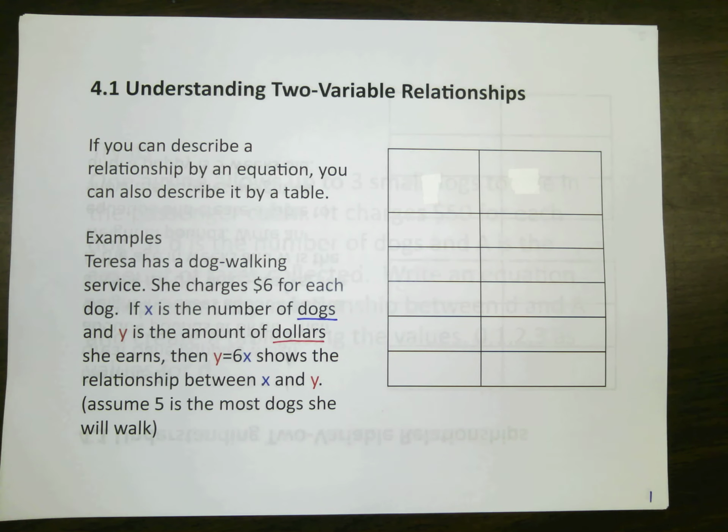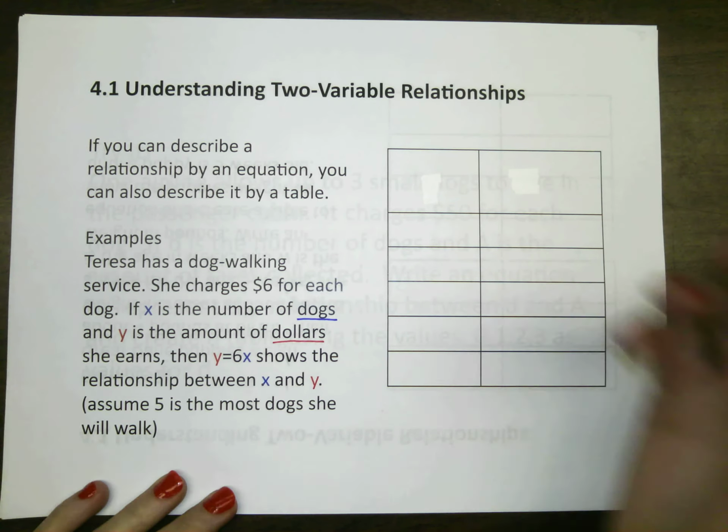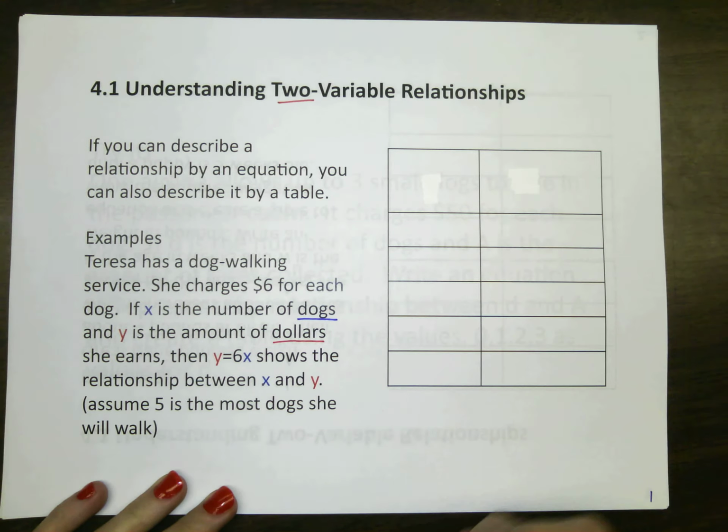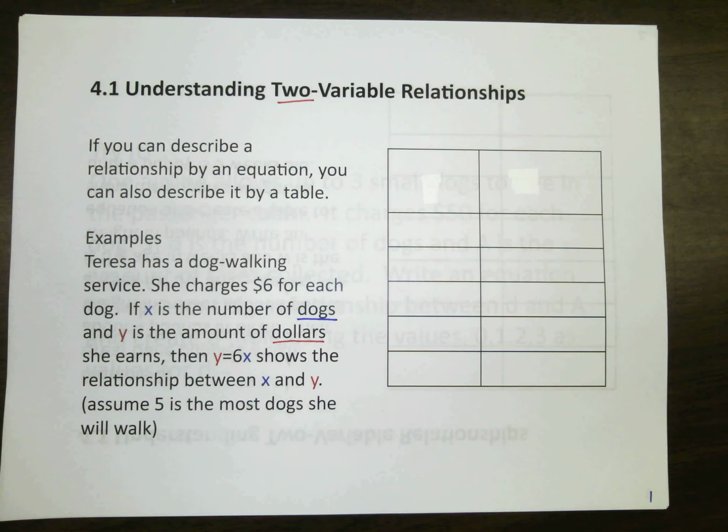This video is on section 4.1, which is understanding two variable relationships. So we're looking at problems that have two different variables. If you can describe a relationship by an equation, you could also describe it by using a table. So we're going to practice using a table to help explain that relationship.